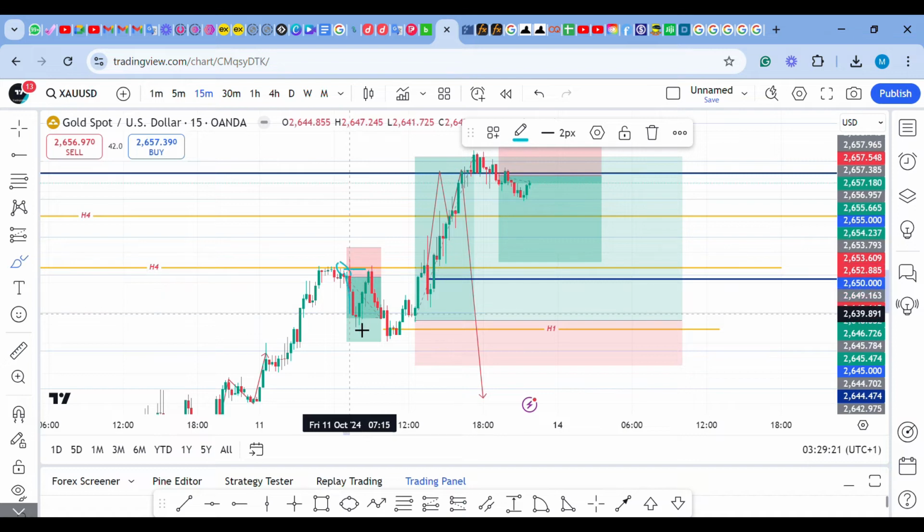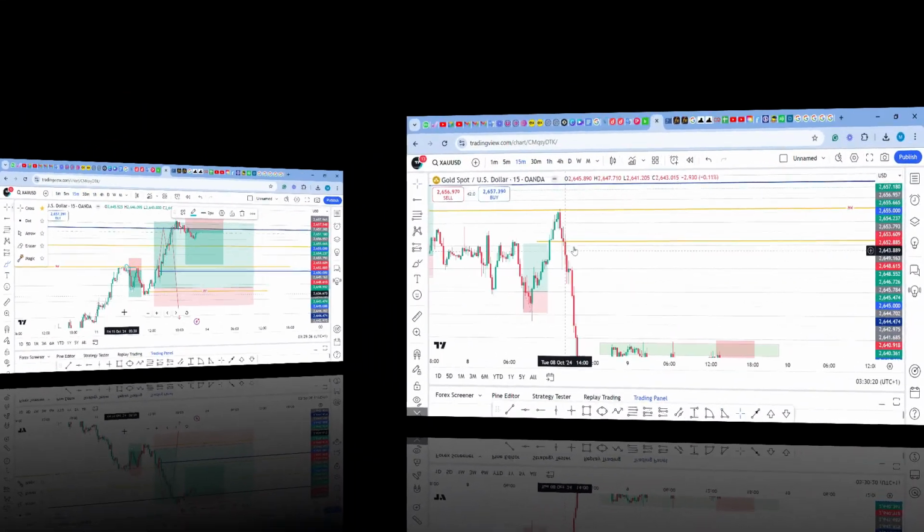And if it moves down in your favor, you'll be in profit. And if it keeps pushing up, you'll be in loss. You understand? That's that with sell limit. Now sell stop. Sell stop is when this is sell stop.